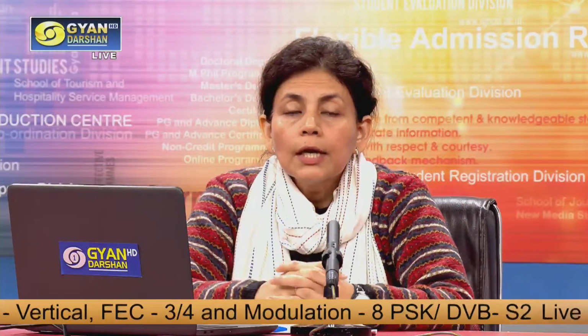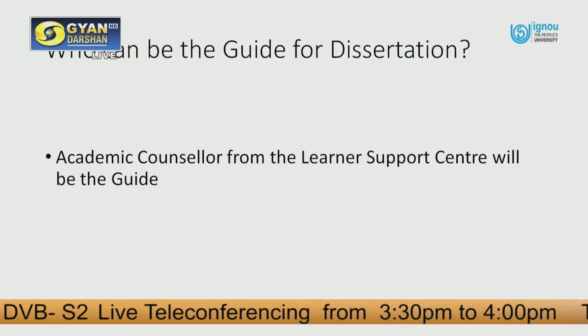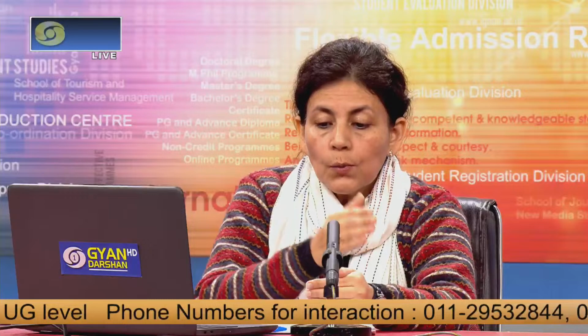First of all, the primary concern for our students is who can be the guide for our dissertation. The dissertation at the UG level, your academic counselors will be your guide. Now, the academic counselor will be from your learner support center, right? So now what is happening at the UG level? You have many friends, I mean, your batch would be of many learners, right? So you have to make a timeline of how to go about.